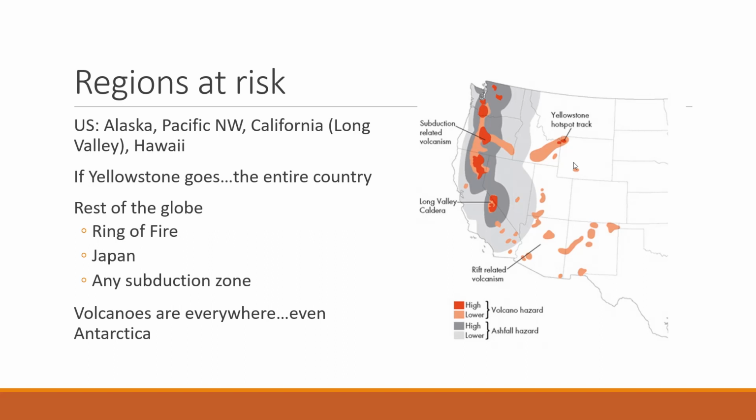For the rest of the globe, the Ring of Fire, all those subduction zones are volcanoes. Japan is also subduction zone volcanoes. Any subduction zone is at risk of volcanoes. We also see volcanoes in rifts, so the East African Rift has a lot of volcanoes. Volcanoes are actually found everywhere, even in Antarctica. That's what a lot of my graduate work was about. They happen wherever we find that magma. So they're all over the globe, but in specific places in the globe.